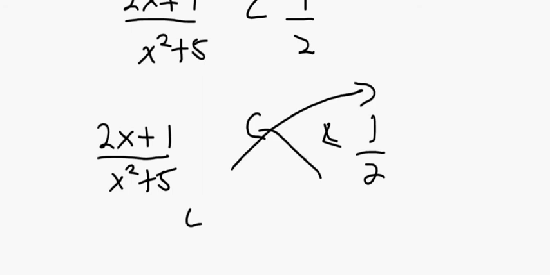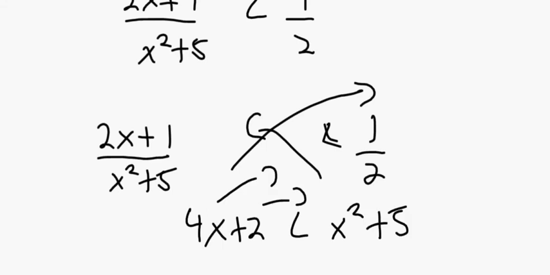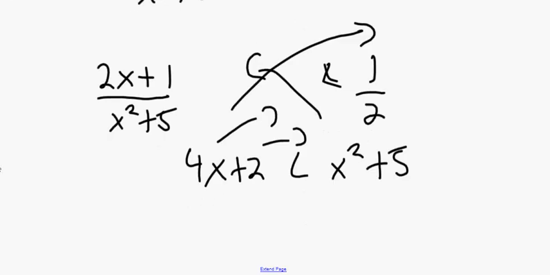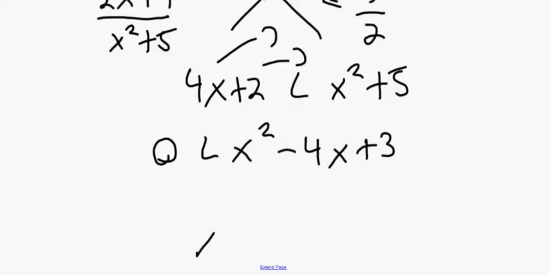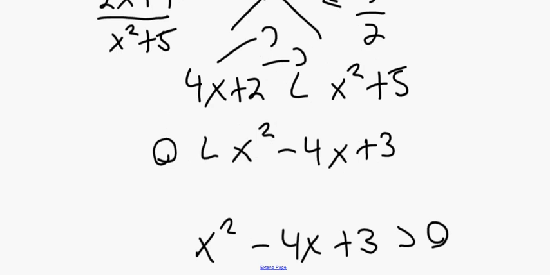So 2 times 2x plus 1 is 4x plus 2. 1 times x squared plus 5 is x squared plus 5. Next step, bring the 4x and the 2 over to the other side, and we're going to get 0 is less than x squared minus 4x. Bring the 2 over to the other side, it becomes minus 2, and what we're going to get is plus 3. Then we get x squared minus 4x plus 3 is greater than 0.